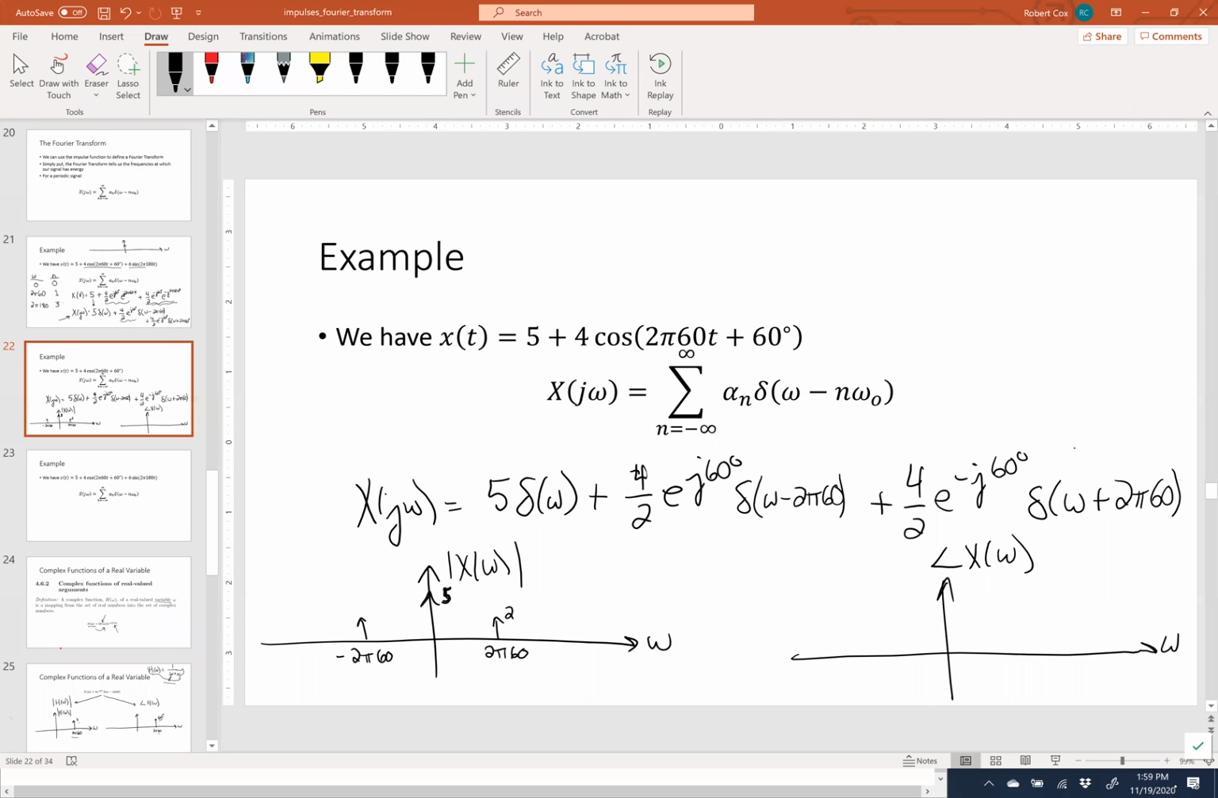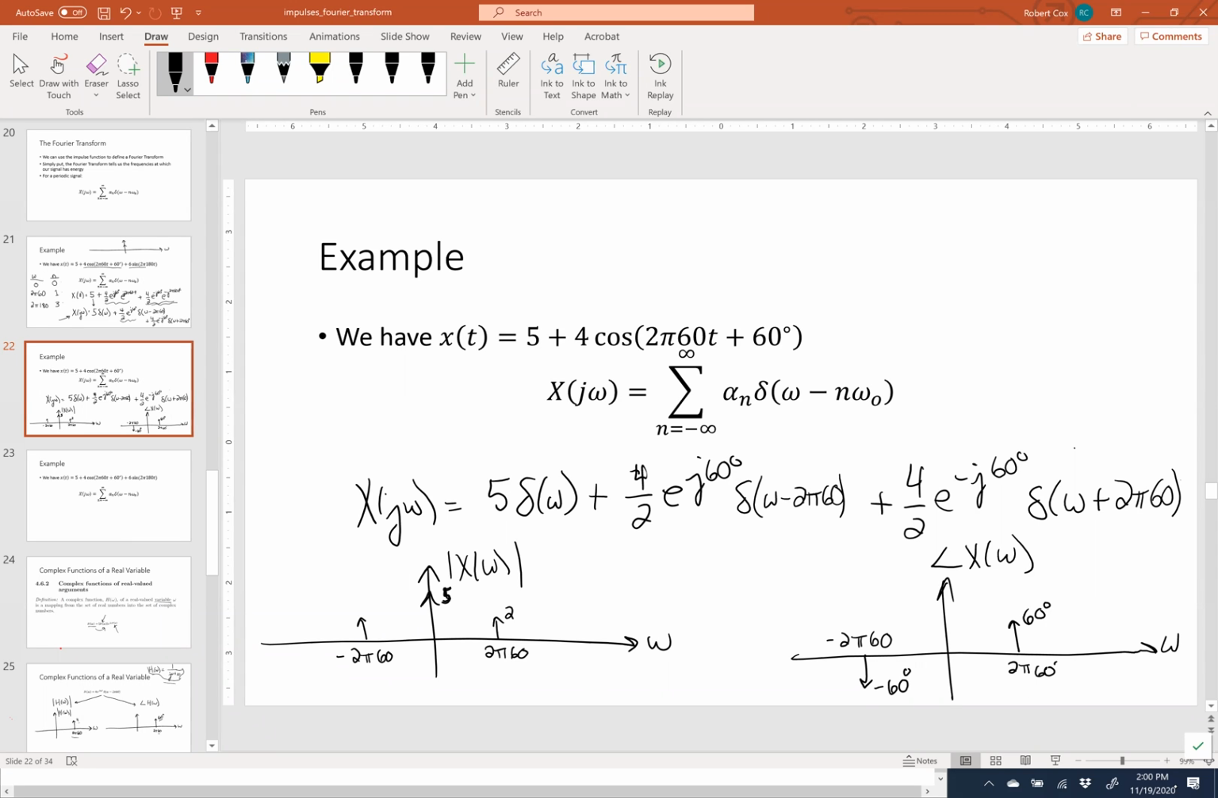Now what about the angles? At 0 there's no magnitude, so there's no angle. I've got an angle of 60 and an angle of negative 60. At what frequency do I have an angle of 60? At 2 pi 60, so there's 60 degrees right here. And at negative 2 pi 60, I have negative 60 degrees.